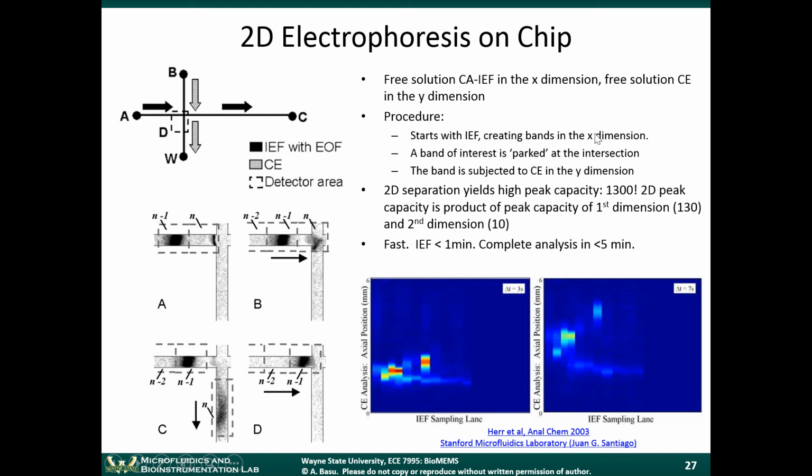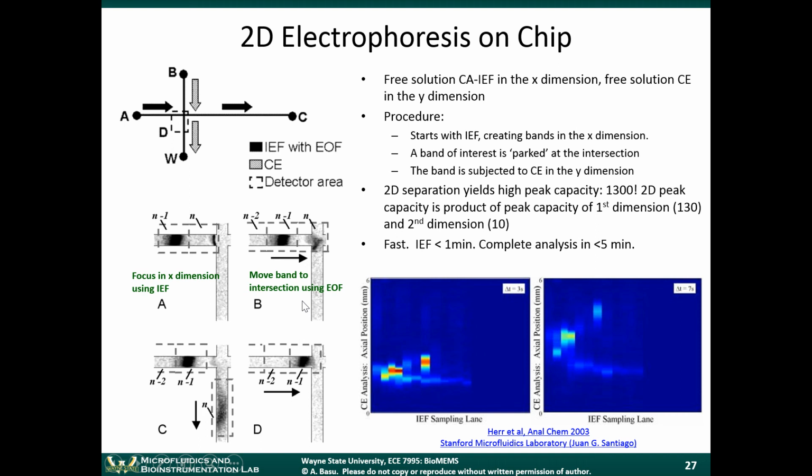The procedure is they first perform isoelectric focusing along the length of this channel between A and C. So they start off by focusing in the X dimension using isoelectric focusing, and you form these different bands here. This is the junction here. The next step is they move one of the bands. Let's say they want to analyze this particular band. They move that band using electroosmotic flow into the intersection area.